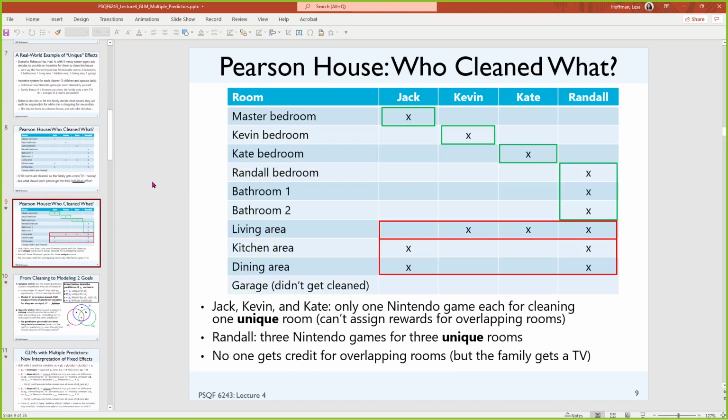The idea of the family pitching in to clean their house, and two things to consider. How many rooms did each person clean that no one else cleaned, so that they each get a Nintendo per room? And then how many rooms in the house got cleaned in total? Because that's ultimately the objective, right, to get a cleaner house. Who does what is less of an issue if you're not trying to assign individual credit. So how does this relate to this class?